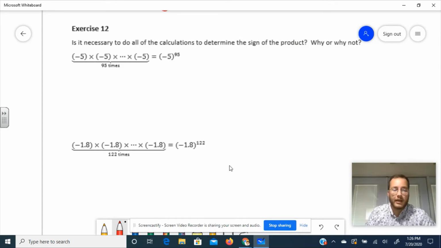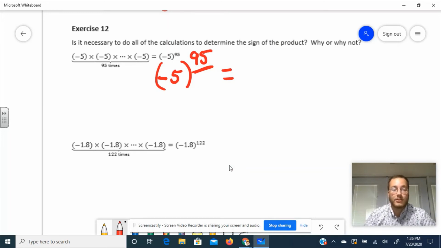Well, if you look at it, I have a negative 5, which means I have a negative number that's being repeated over and over, to the 95th power. So you see that you have a negative number in the parentheses, and it's to an odd exponent. And it says, is it possible to determine if the sign of the product is going to be negative or positive? And the answer is yes.